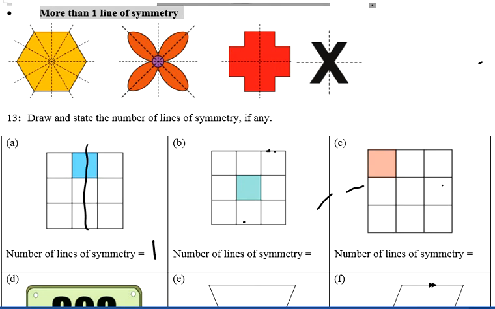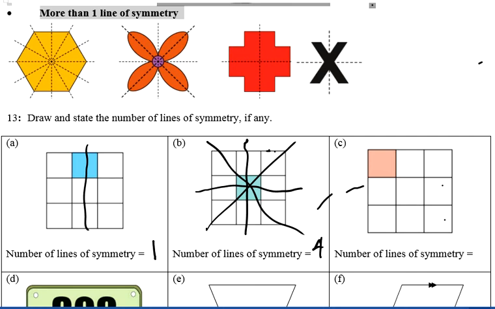The next shape that we have over here has a shaded part that is right in the middle. You realize that for this shape, you'll be able to cut it into this half, into this half, into this half, and lastly, into this half. So, all together, you will have 4 lines of symmetry.